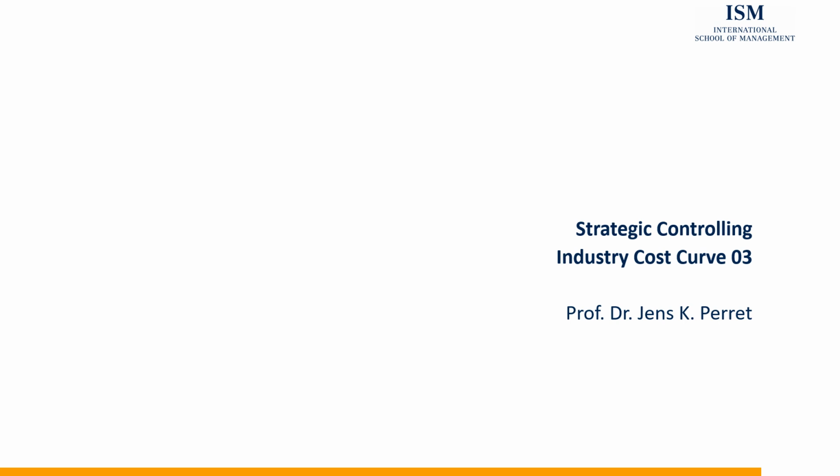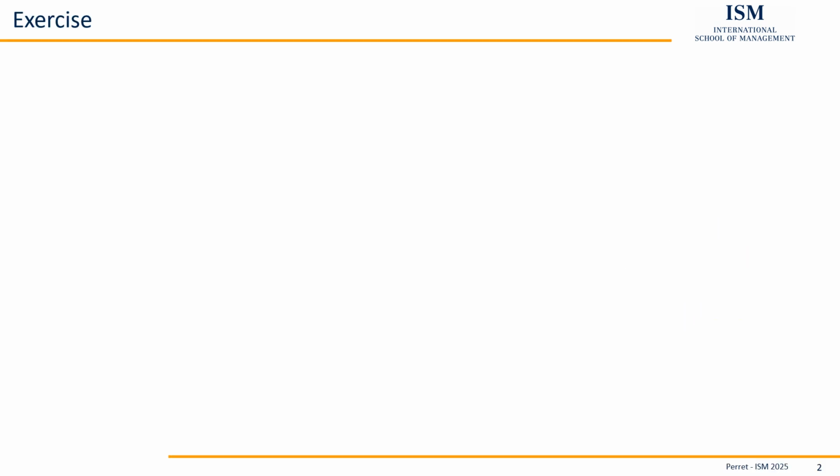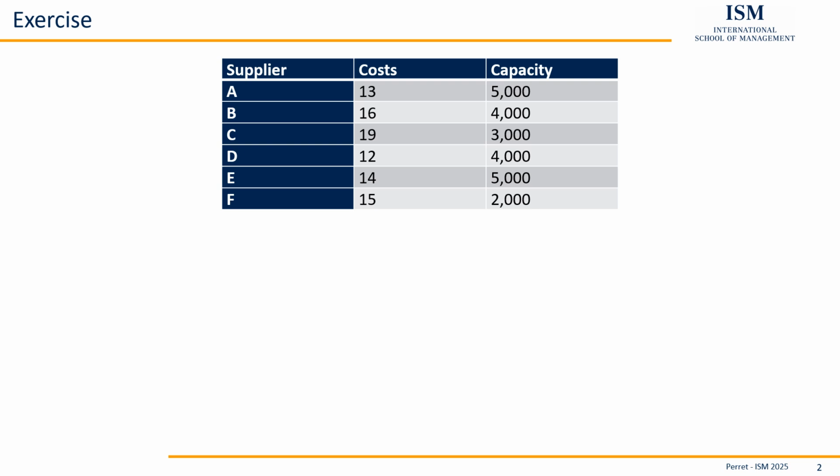Welcome to this exercise on the industry cost curve. Here we have information for 6 suppliers regarding the cost they have in producing a good and the capacity of how many units of this good they can supply to the market. In addition, we know that overall market demand amounts to 20,000 units and the market price is set at 18 euros.